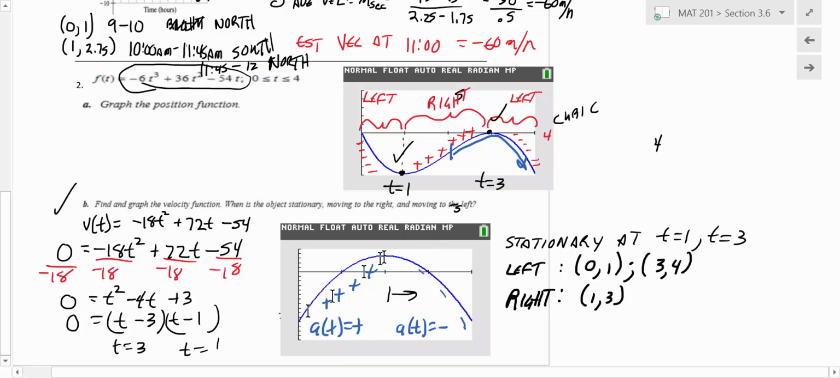Right? So you got positive acceleration there. You got negative acceleration there. Positive acceleration is where it's speeding up. Negative acceleration is where it's slowing down. So the idea would be speeding up from here to here, slowing down from there to there.